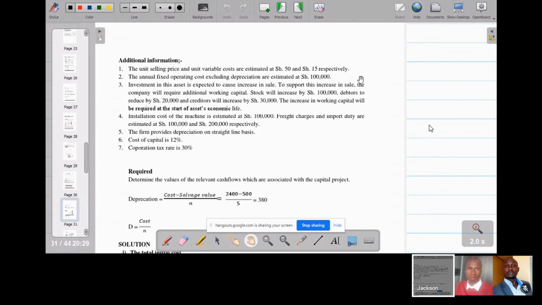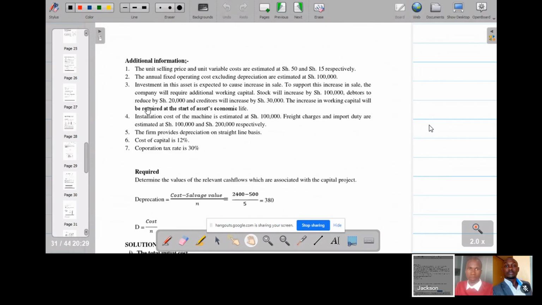The annual fixed operating costs, excluding depreciation, are estimated to be 100,000. Investment in this asset is expected to cause an increase in sales. To support this increase in sales, the company will require additional working capital. Stock will increase by 100, debtors reduced by 20, and creditors will increase by 30,000. The increase in working capital will be required at the start of the asset.